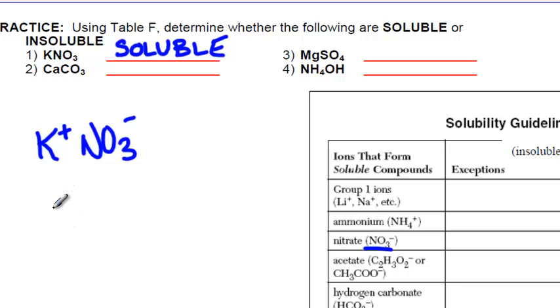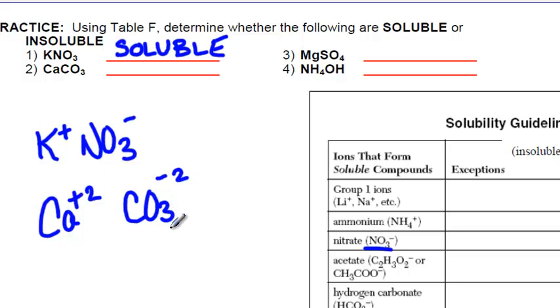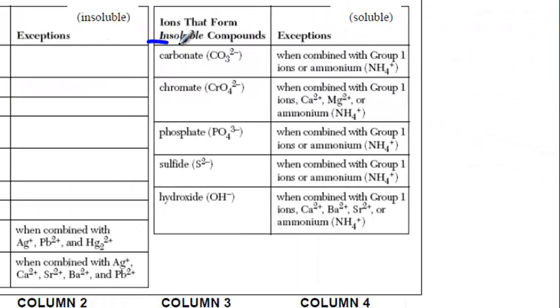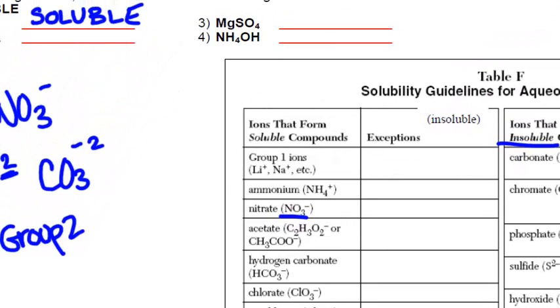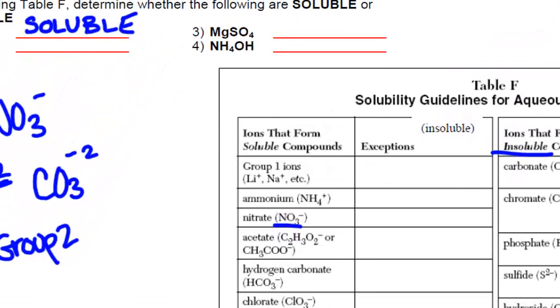Number 2, CaCO3. Ca is plus 2, CO3 is minus 2. So I'm going to be looking for my carbonates. It's on the insoluble side unless it's combined with group 1. Well, we can see by the oxidation state that this is a group 2 element, or ammonia. So I don't meet the exception. That means my compound is going to be insoluble.